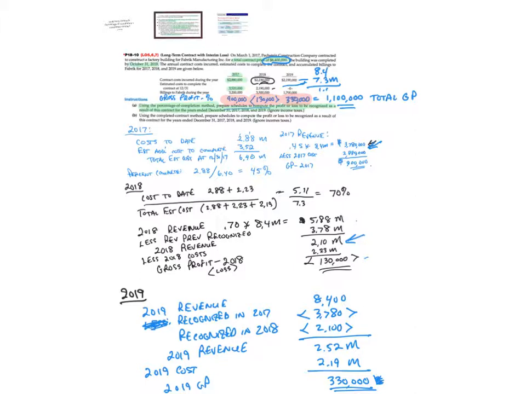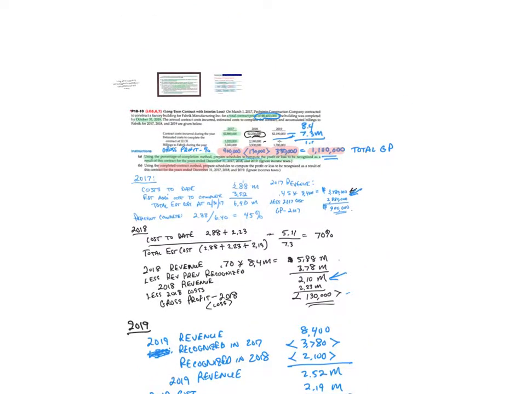Now, if we were going to use the completed contract method, we don't recognize any revenue or expense in 2017 or 2018, and we recognize the full 1.1 million in 2019 when we complete the project. And there you have an example there. The key is, when do you do this between these two?